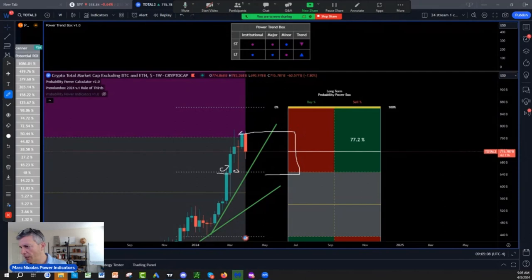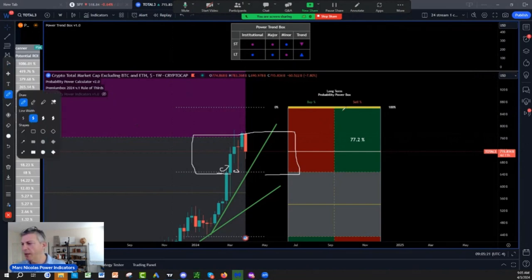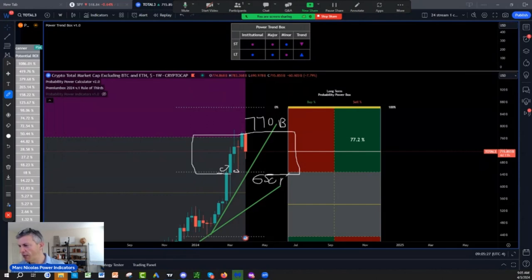And we are assuming that the box is going to be like this on Total3. So on the top side, you want a break of the total market cap of 770 billion on Total3. And here you want a support of 650 billion. It goes to the 650 billion.